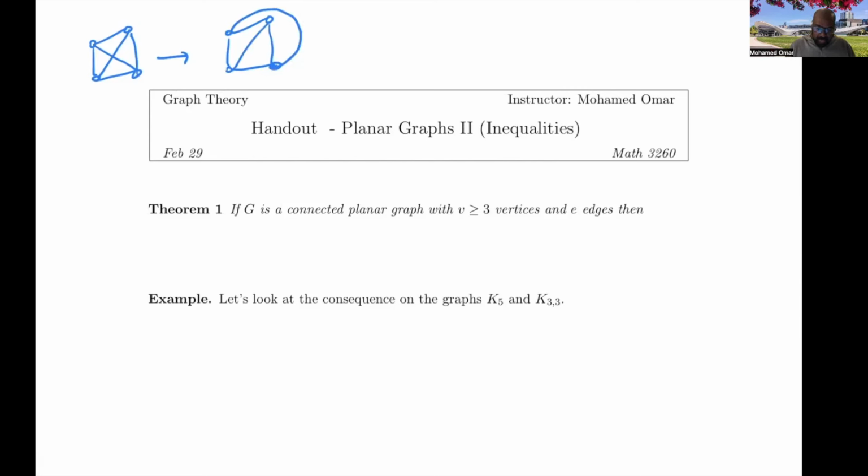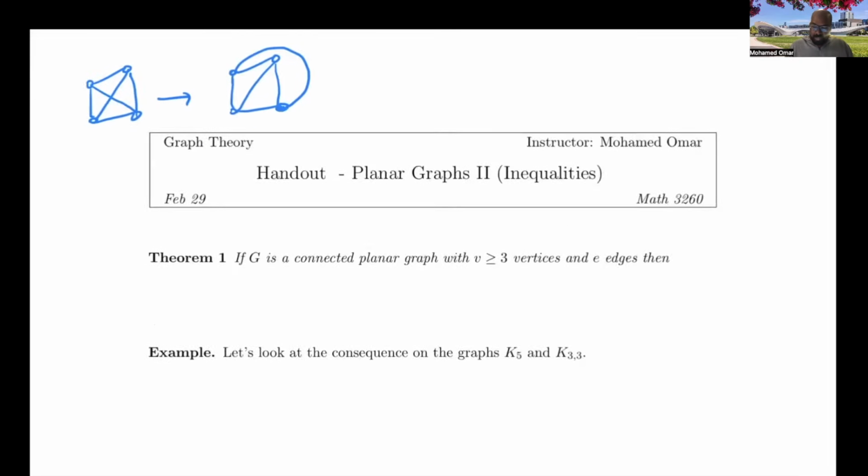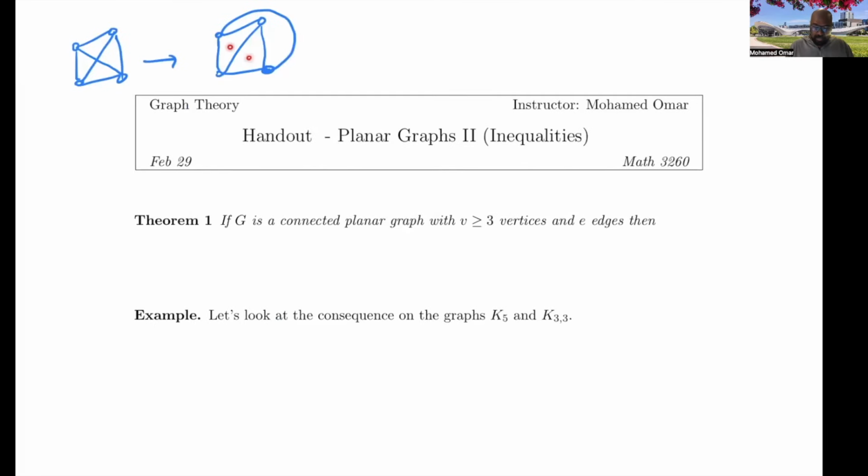And then we talked about different concepts related to these, the main one being the idea of a face. So in a planar drawing, you split the plane into regions. Each of these regions is called a face. In this case, we have four faces, F1, F2, F3, and F4. F4 is the outer face. The degree is the number of edges in a boundary walk. Here we have 3, 3, 3, and 1, 2, 3. So this one has all its faces of degree 3.